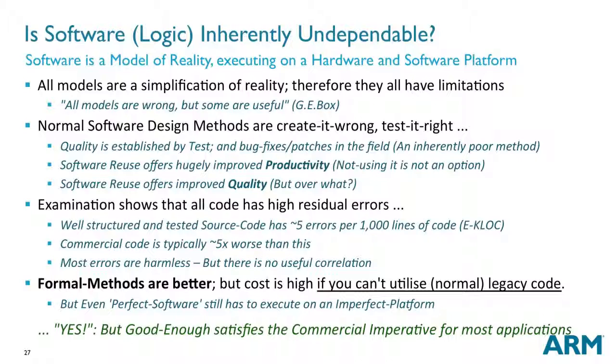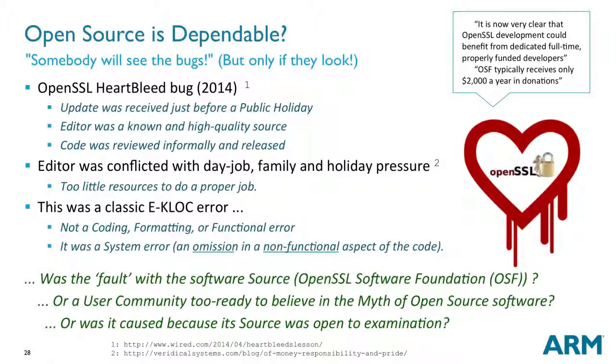So is software inherently undependable? I think the answer is yes, because of the design methods. Formal methods are undoubtedly better, but nobody can make the whole system practical, because the platform, which includes other software, has to be imperfect. Moving on.